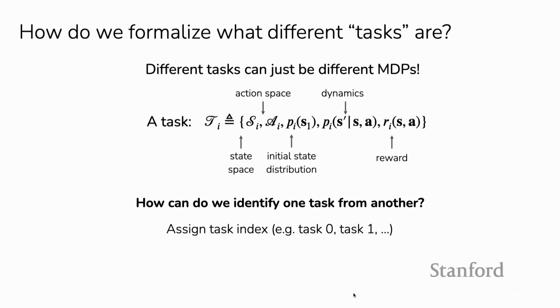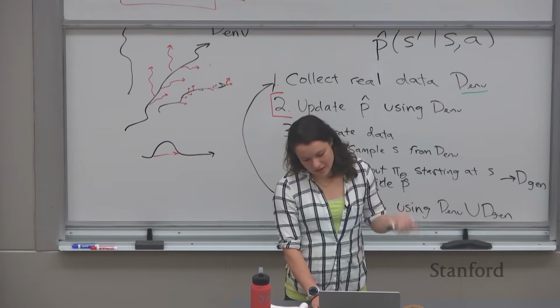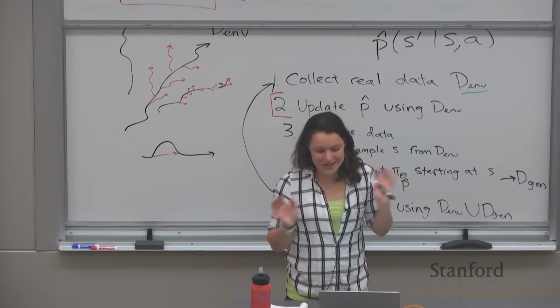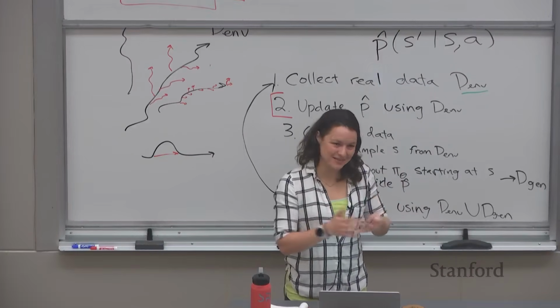And one way to do this is to just assign an index. You could say this robot is task 0, this robot is task 1, this robot is task 2, and so forth. If you don't have any other better way to identify a task, this is kind of what you resort to.